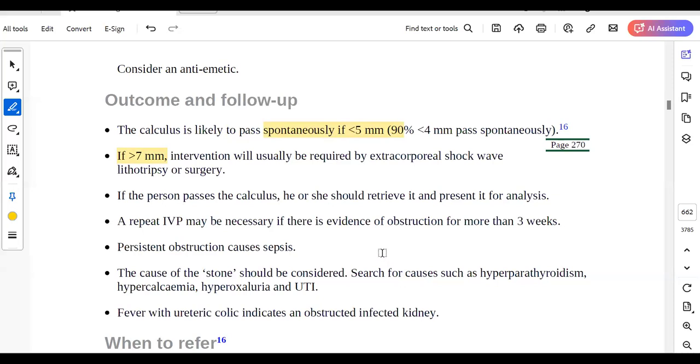We say that up to 7 millimeter, and if it is a non-obstructing ureteric stone, and the patient doesn't have that much of a symptom, you can wait. You can wait for the stone to come out by itself. Okay. But if a stone is more than 7 millimeter, then the management usually will be done, especially if the patient is symptomatic.